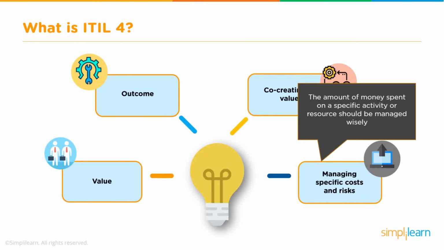The amount of money spent on a specific activity or resources should be managed wisely. And as I mentioned earlier, the cost and risk of any service provided by a service provider is with the service provider. The consumer of a service just pays for the service, and as the service consumption is complete, they will just offboard themselves. Like you go and book a taxi, you get onboarded to the taxi, and then you get off the taxi as you reach your destination. You will not own the vehicle, you are not owning that car, you are not owning any mobile app you have used to book the taxi. All the cost and risk associated with these service components would be for the service provider.